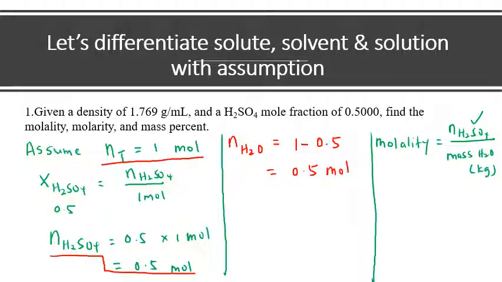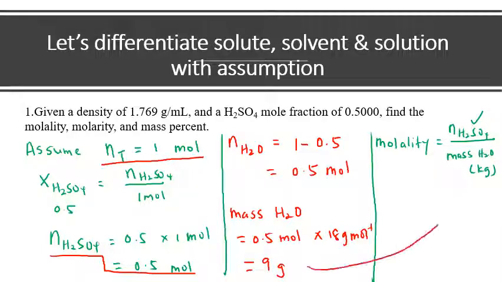So with the mole of water, we will be able to determine the mass of water, which is 0.5 mole multiplied with 18 gram per mole, which will equal 9 gram. But when we want to substitute to here, we have to make sure you divide by 1000. Then you will get the answer.